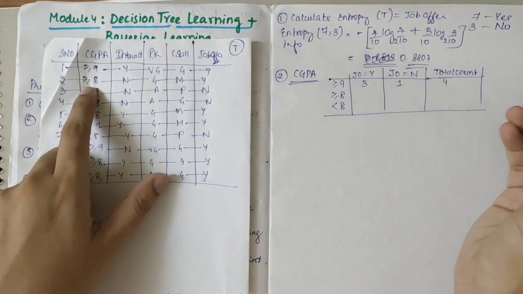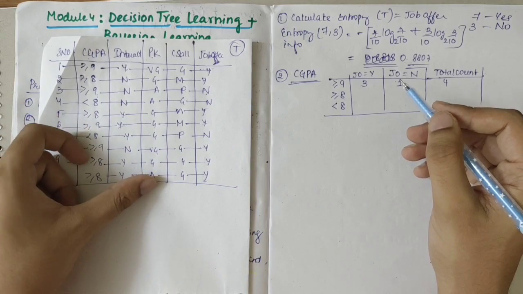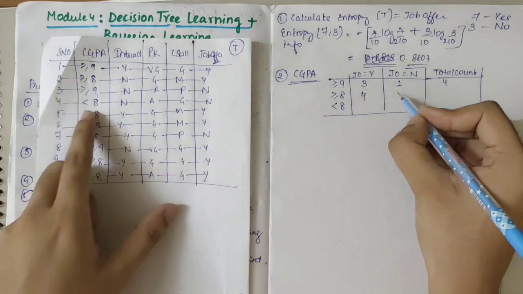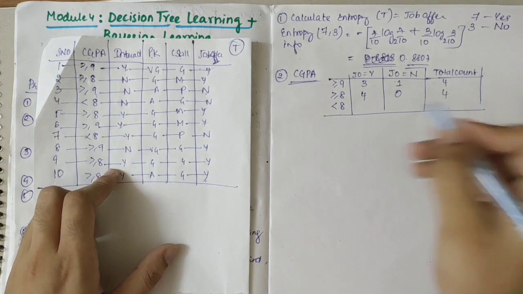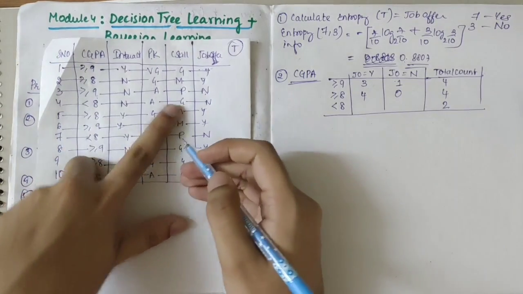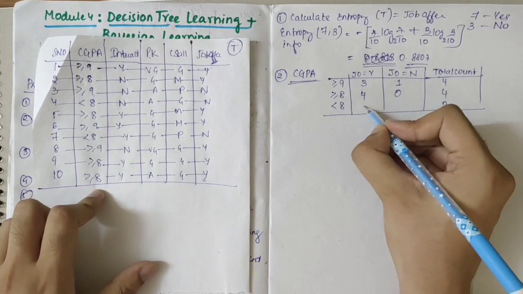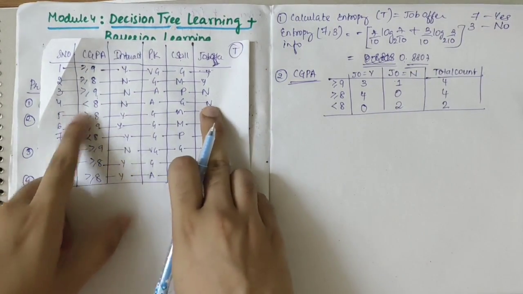Similarly, for greater than or equal to 8, I have 1 y, 2 y, 3 y and 4 y. 4 yes are there, so here 0 no, and here again I'll write 4. Now 4 plus 4 is 8, so 2 should be less than 8. So here less than 8 no is there, and here also less than 8 no is there. So job offer yes is 0, and here no is 2, because less than 8 is no.